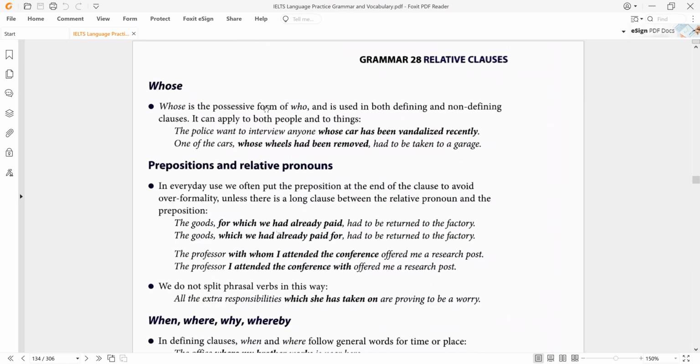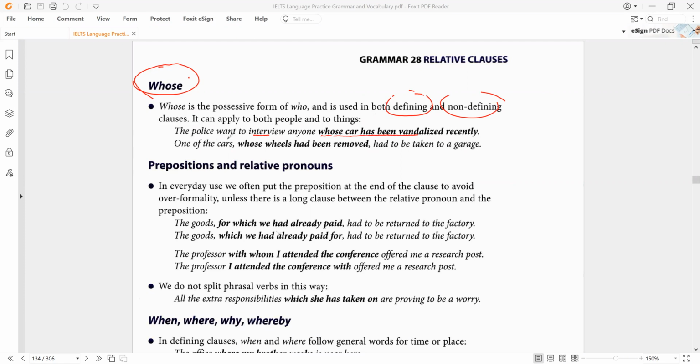Okay, whose is for possessions, talking about possessive pronouns. أيضا هي relative لكن it talks about things اللي عادة في possessive في التملك. Whose is the possessive form of who and is used in both defining وهذه تجي في الاثنين and non-defining relative clauses. It can apply to both people and things. المهم أي حاجة في التملك. Okay, فإذا the police want to interview anyone whose car has been vandalized recently.